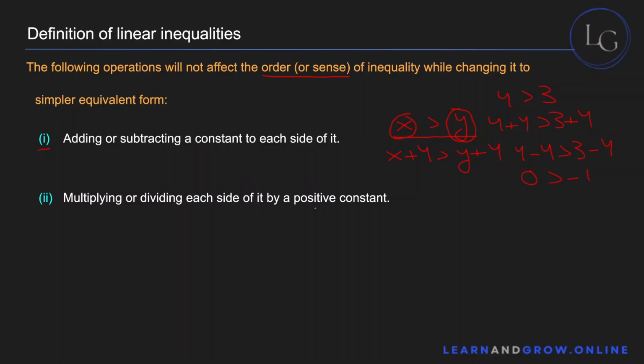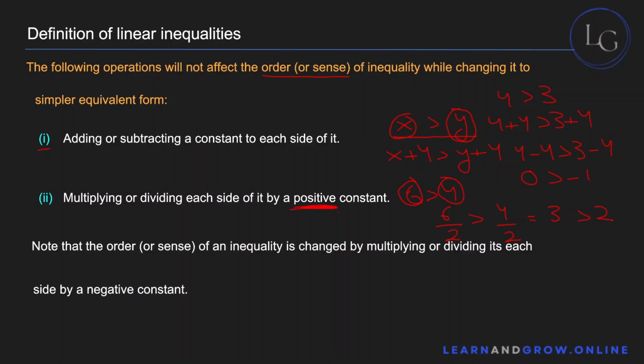Second, multiplying or dividing each side by a positive constant, remember. So for example, let's say again we had 6 is greater than 4. Now let's divide both of these sides by plus 2. So 6 divided by 2 is greater than 4 divided by 2, which is very true, because that means that 3 is greater than 2. So similarly, if you multiply by any positive constant, this is very important, on either side, the left hand side will be greater than the right hand side.